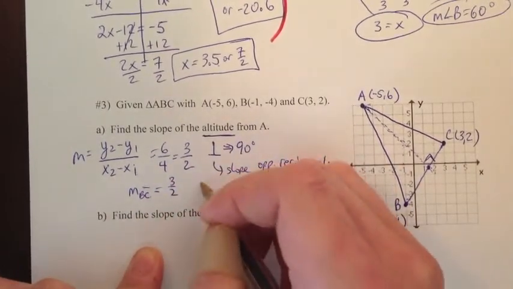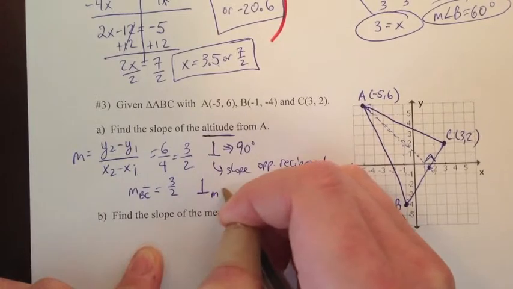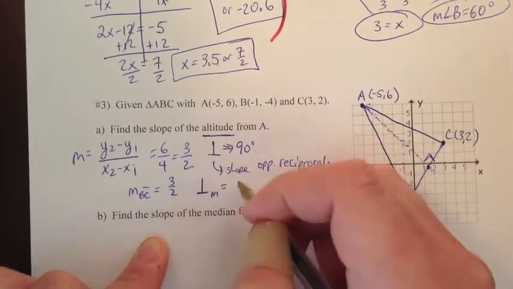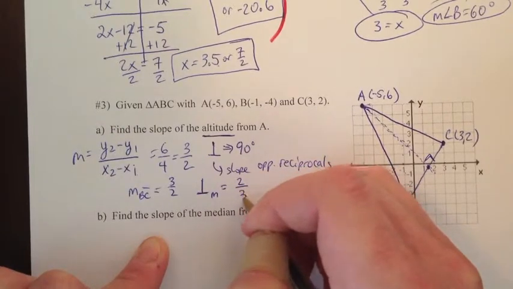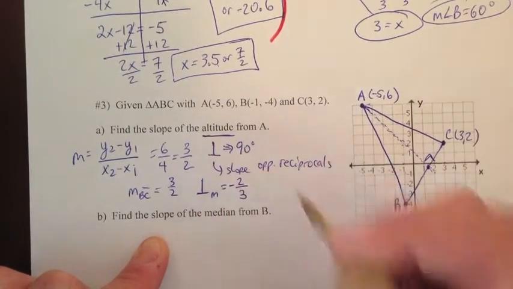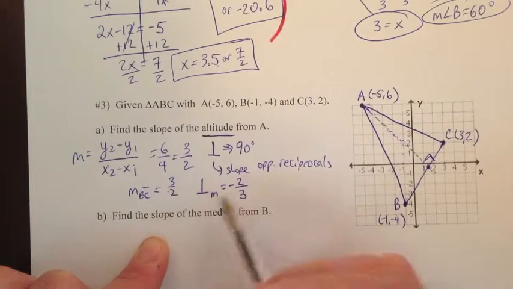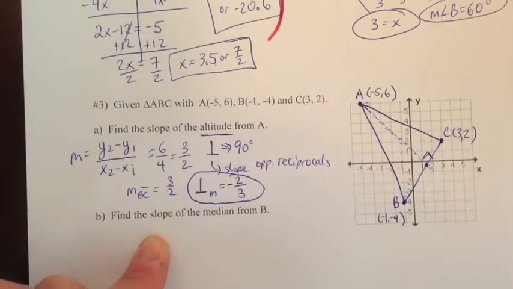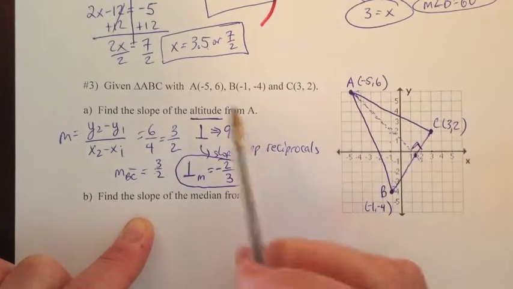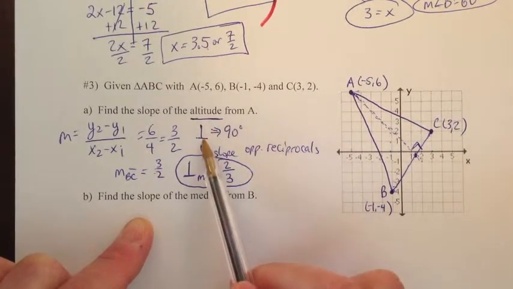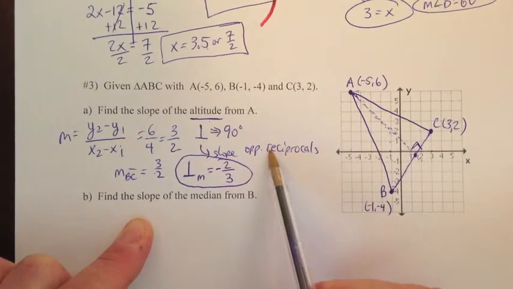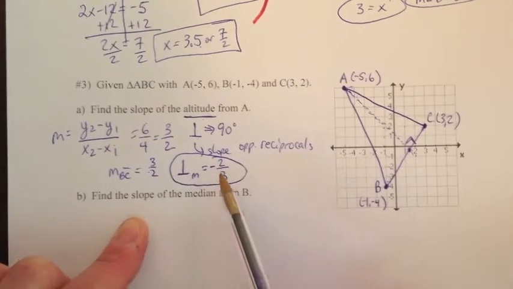The slope of the altitude, the perpendicular slope, is the opposite reciprocal. That means I have to flip the fraction, makes it 2 over 3, and it becomes negative. It was positive, the perpendicular slope is negative. That's my answer. So you have to make a lot of connections. Altitude means perpendicular. Perpendicular tells you the slopes are opposite reciprocals, and then you have to find the slopes.